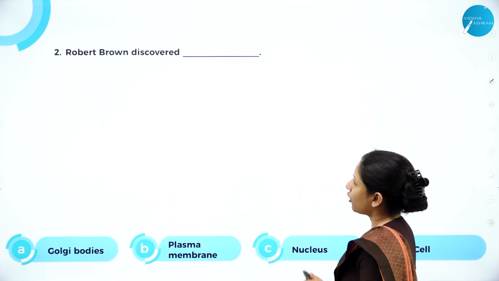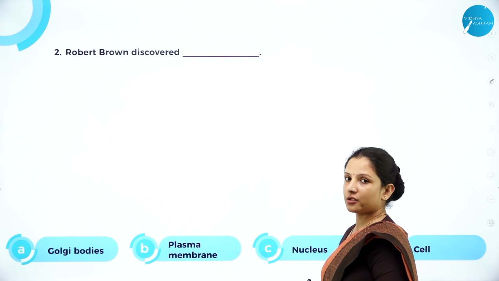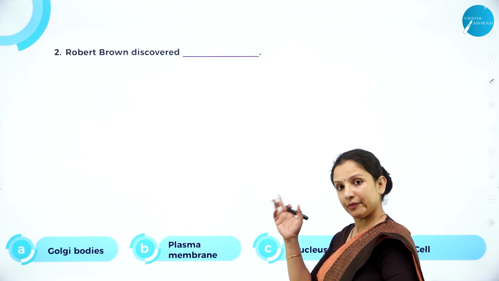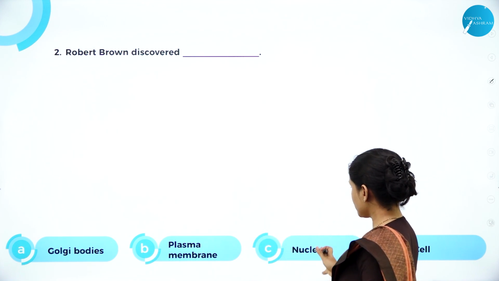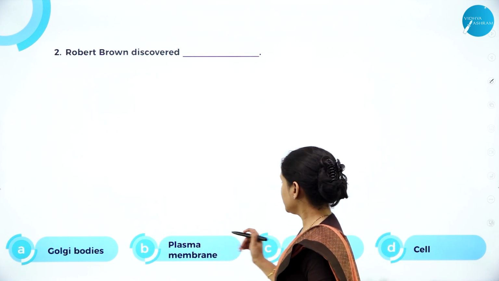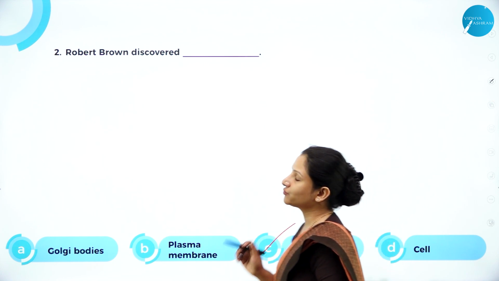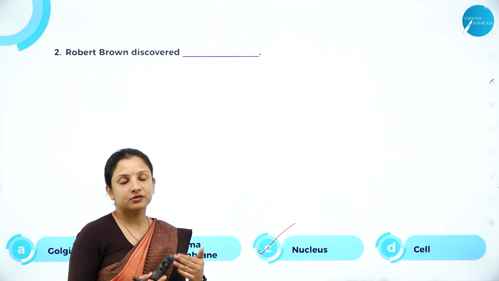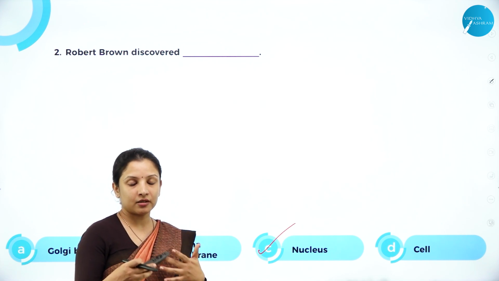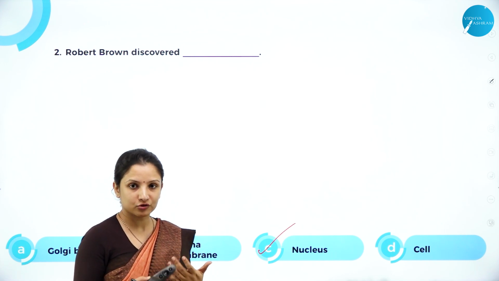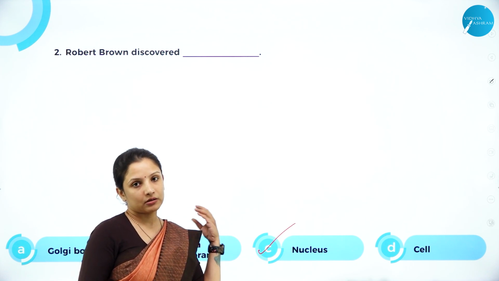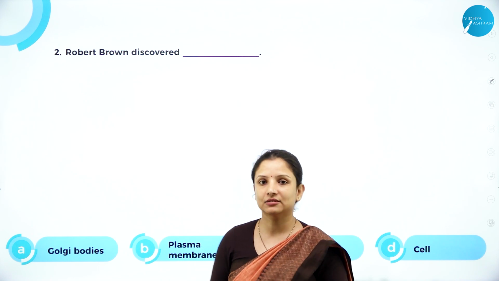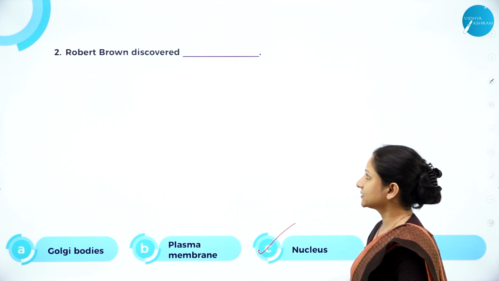Next question. Robert Brown discovered Golgi bodies? No, Golgi bodies were discovered by Camillo Golgi. Plasma membrane? No. Nucleus? Yes, nucleus is the right answer, because the nucleus was discovered by Robert Brown. So the right answer is option C, nucleus.